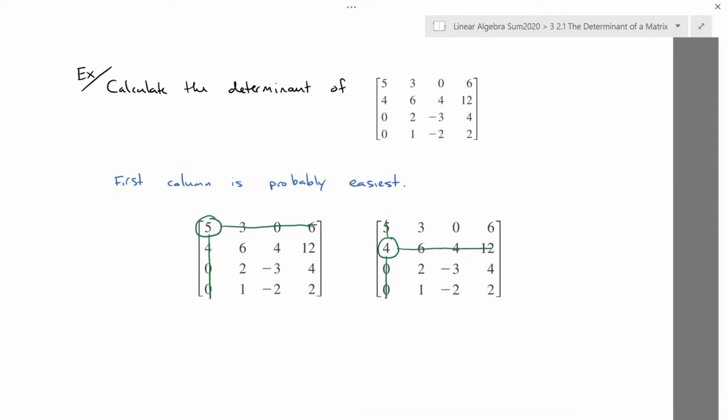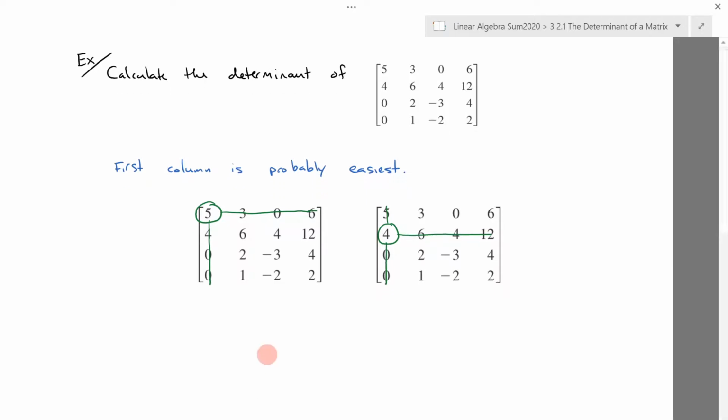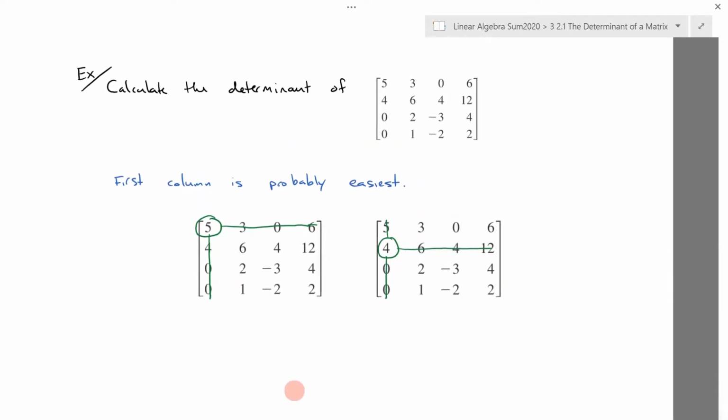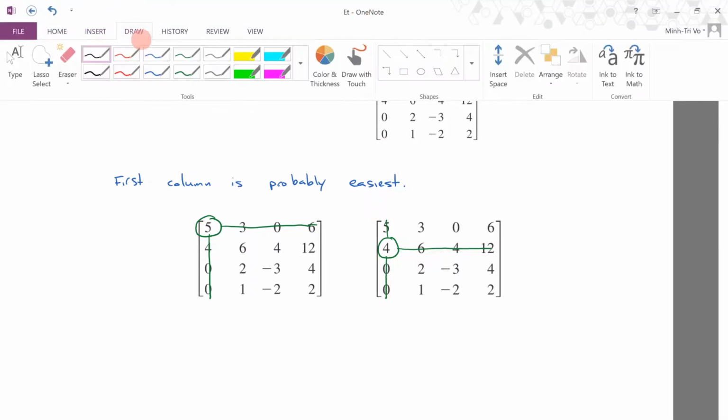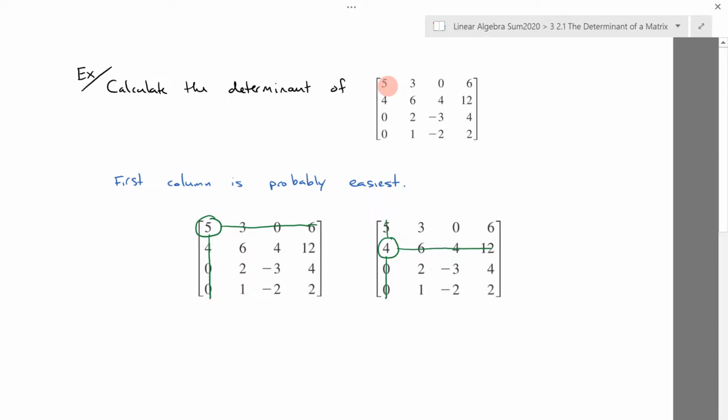Okay, so on this last page, we'll look at calculating the determinant of a 4 by 4 matrix. But we're going to see that once you understand the process of cofactor expansion for a 3 by 3 matrix, any larger matrix will be similar. If you look at this matrix, the first column has 2 zeros in it, so expanding by the first column will probably be easiest. And if you remember, the sign pattern for the first column of a 4 by 4 matrix is plus, minus, plus, minus.